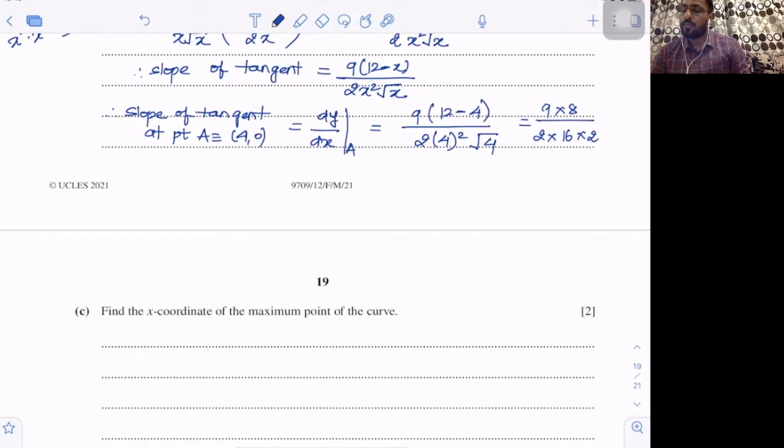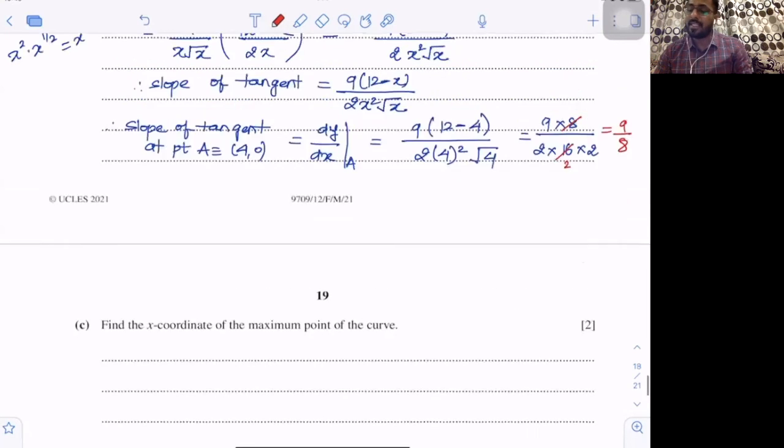That's 2. So what do you get from here, the slope as? So I can easily see that the 8 and the 16 can cancel. You get a 2 here. So that's 9 upon 8. So the slope came out to be 9 upon 8. So I have got the slope of the tangent which is drawn at point A. So can I now get the equation of the tangent?